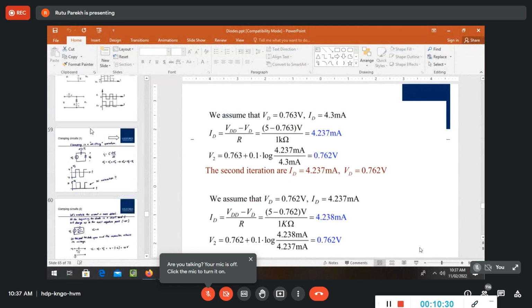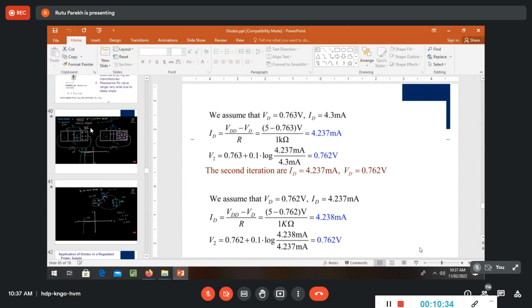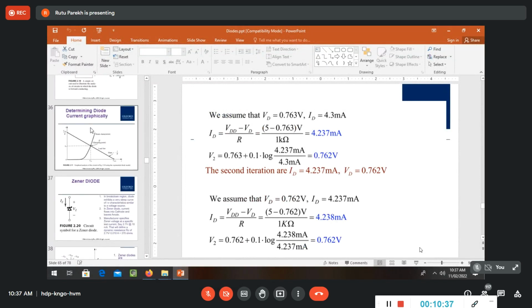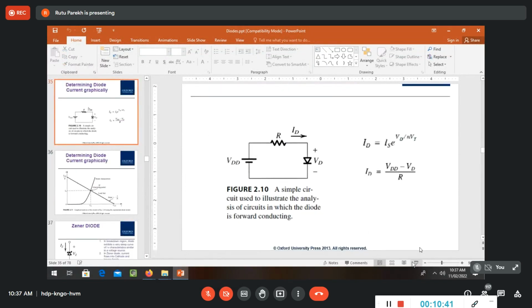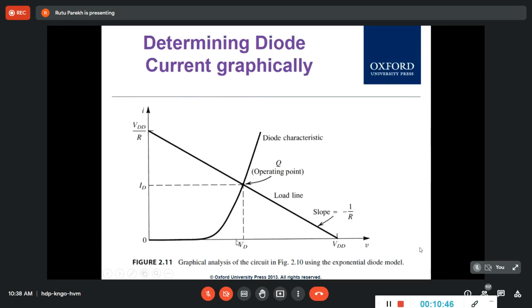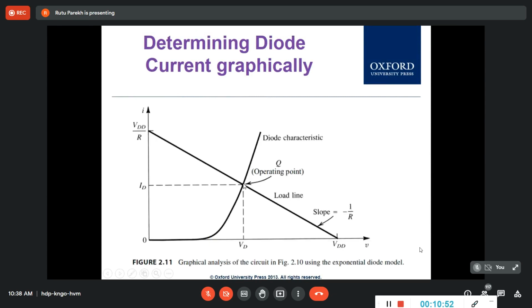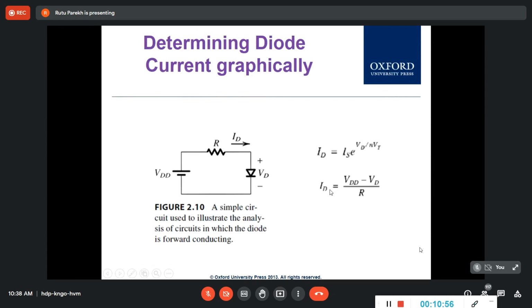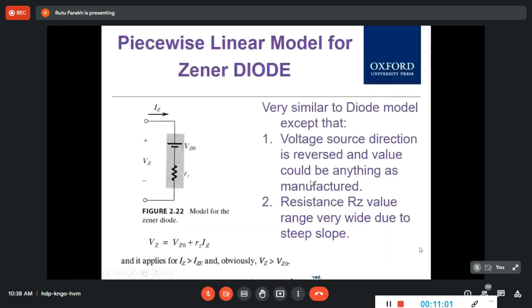Because what was given to you, this 0.7 and 1 milli, only satisfied this. And this point will satisfy both these equations, this and this. And you were to find out this from what was given. So that's what we did.